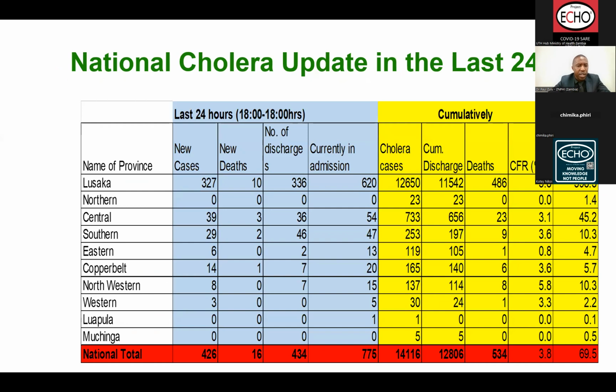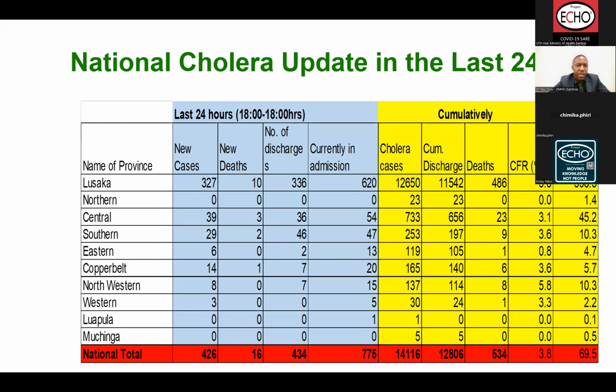We've had 426 new cases coming from the different provinces. We've had 16 deaths just in the last 24 hours. Yesterday was our lowest number of deaths. We're in the single digits at 6, but it still shows you how grave this is. Our discharges are almost at par with our admissions, so we're at 434. Then in admission, currently nationwide, we have 775 patients.